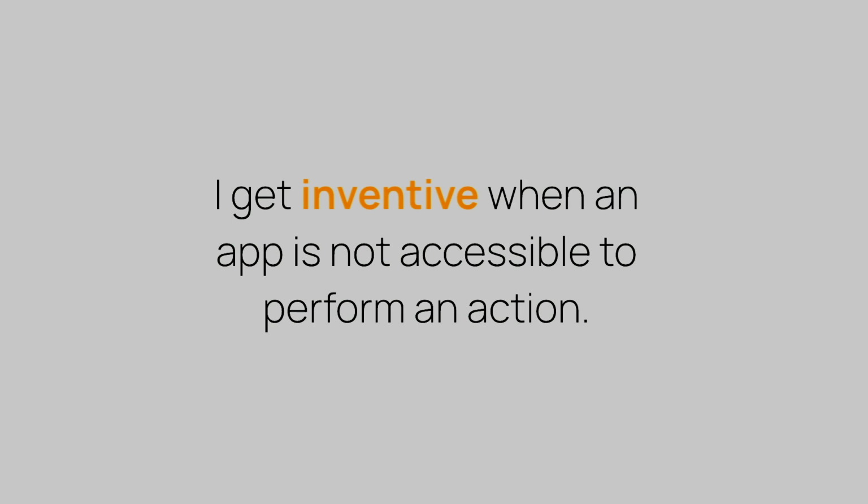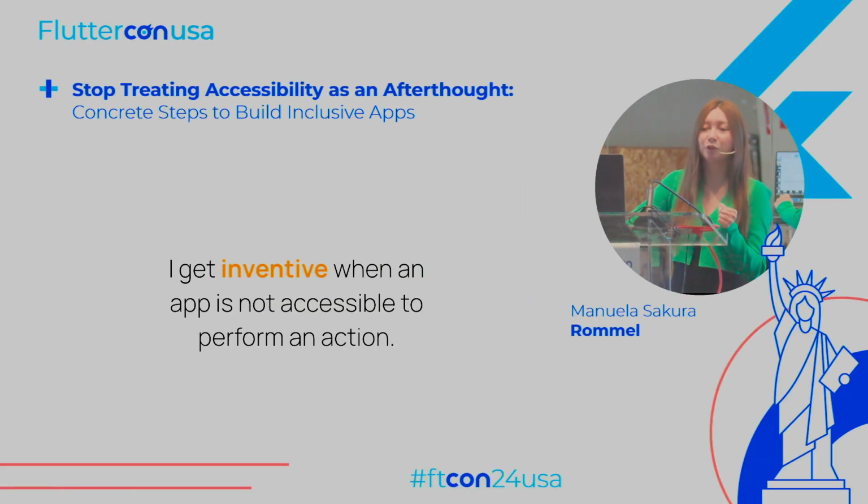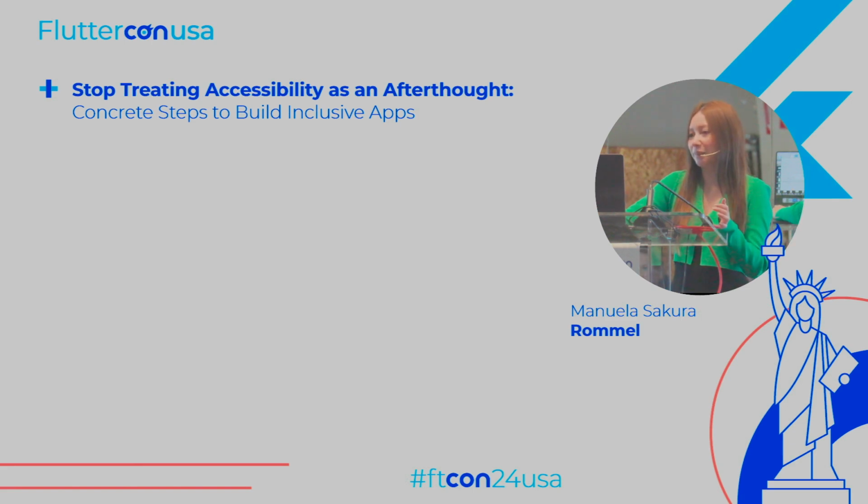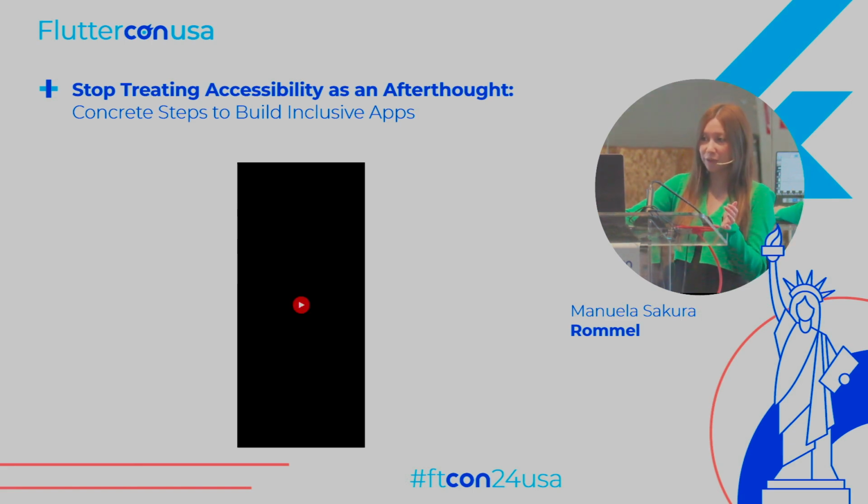And then I get inventive when an app is not accessible to perform an action. So Snapchat currently has a problem that you cannot navigate out of the friends settings or add friends. You can't add friends, you cannot do anything on that screen. Basically, if you are on that screen, that's a dead end. And I made a video of this, so you can also see that. And that basically makes the app unusable for people that use a screen reader.